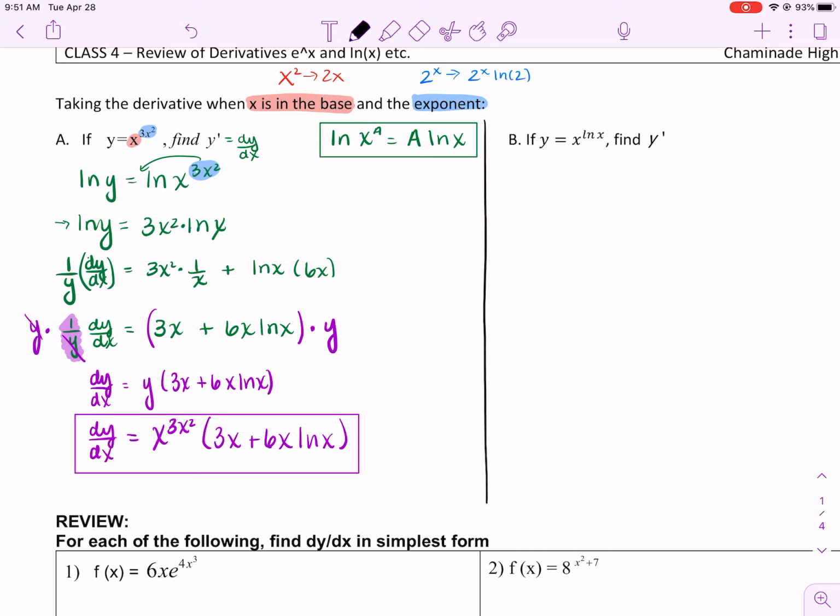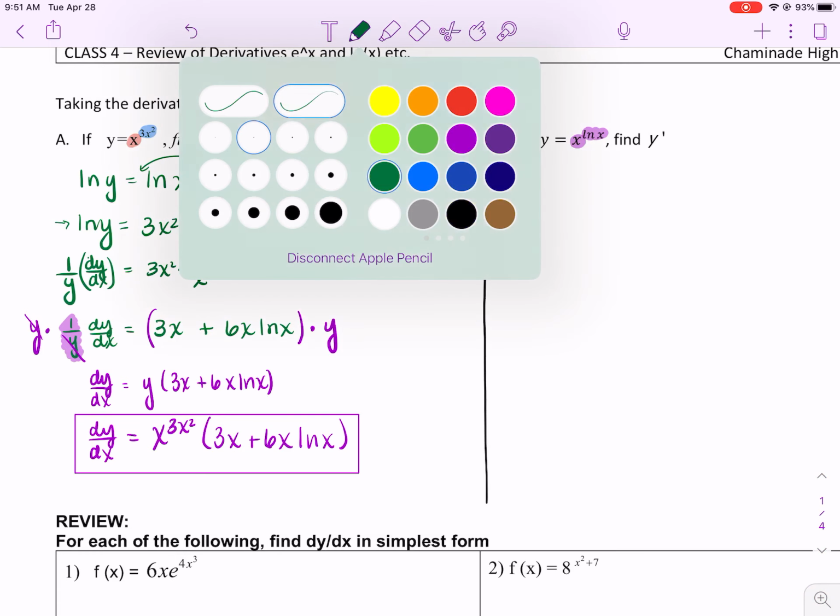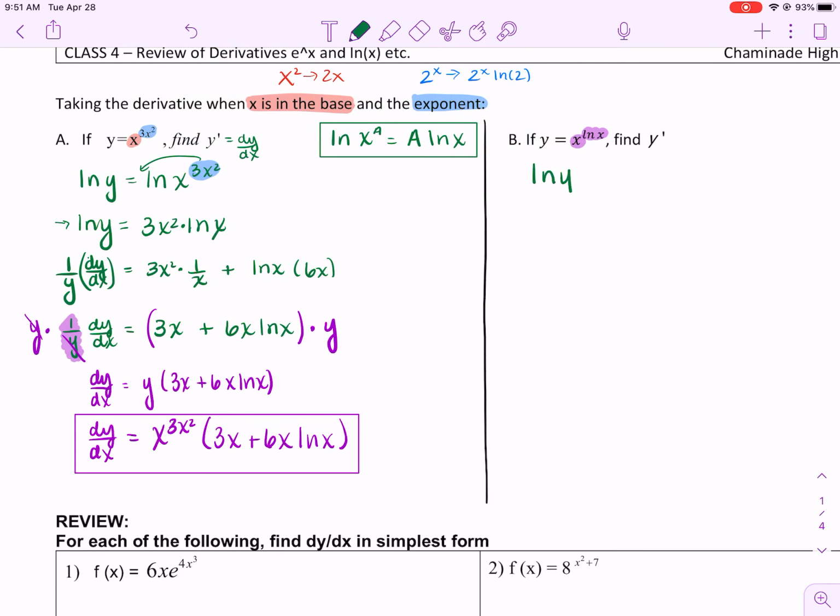If we take a look here, again, we have x's in the base and x's in the exponent. So that's going to be a problem for us. We don't have rules that deal with x's in the base and in the exponent. So we're going to have to take the natural log of both sides. So we have the natural log of y is equal to the natural log of x to the ln of x. Notice this exponent can now come out front as a coefficient. So the natural log of y equals the natural log of x times the natural log of x.